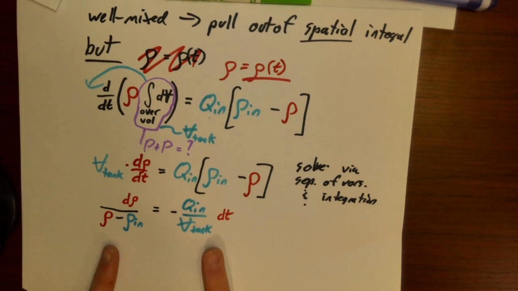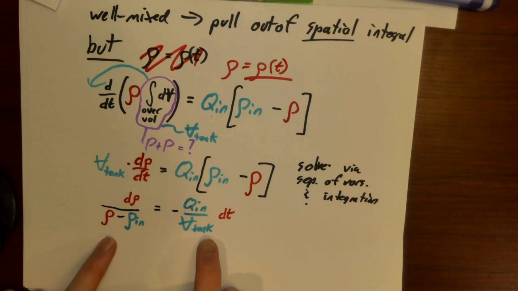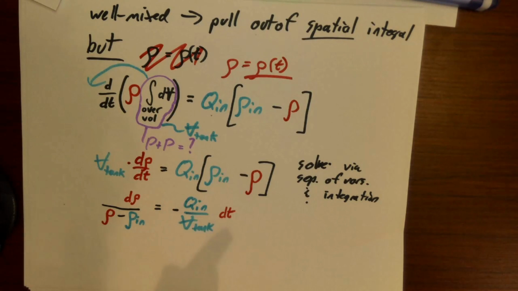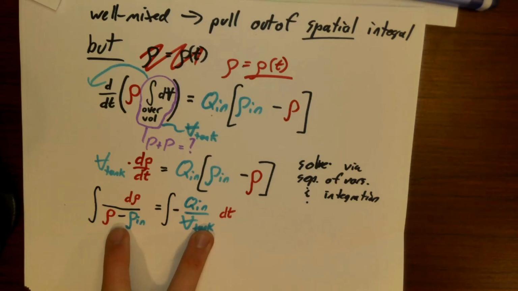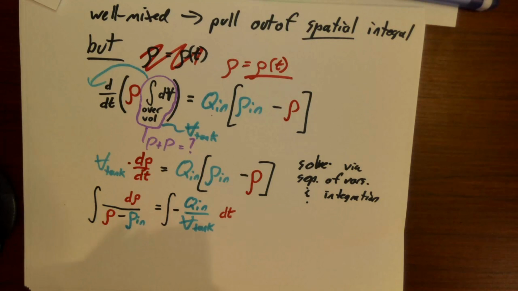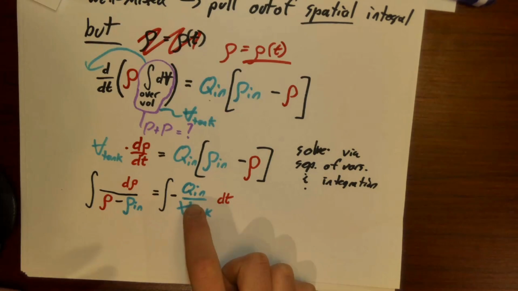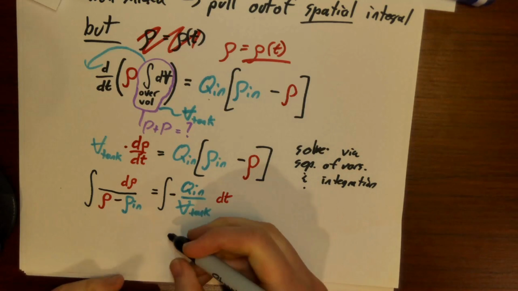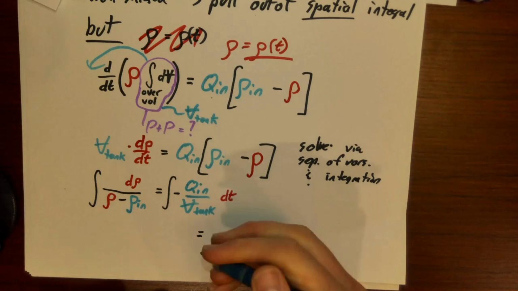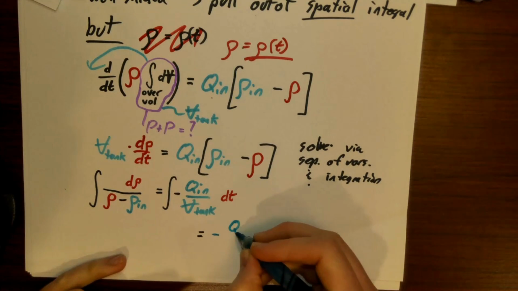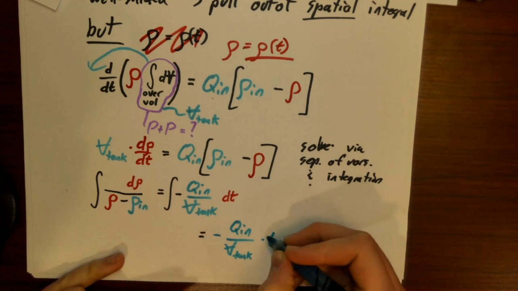So what's our plan now? We're going to integrate both sides of these equations, and we're going to leave them as indefinite integrals. Well, if we integrate the right-hand side, what do we get? With respect to time, both of these elements are just constants, right? So the right-hand side ends up being pretty straightforward in terms of integration. We just get minus Q in over V tank times t.